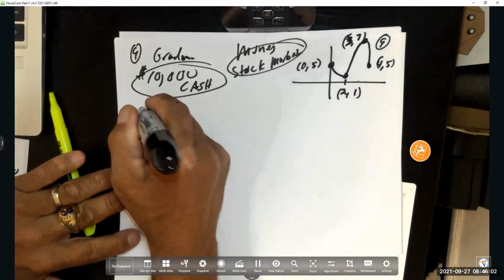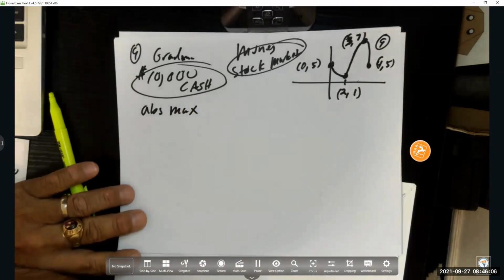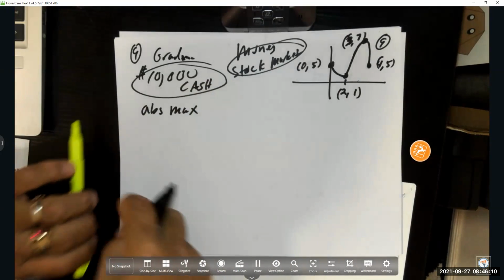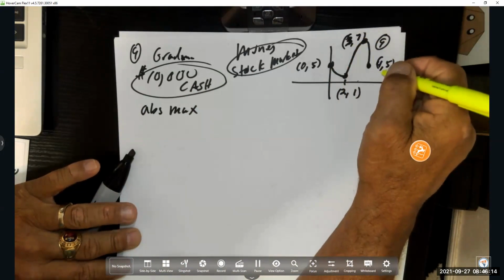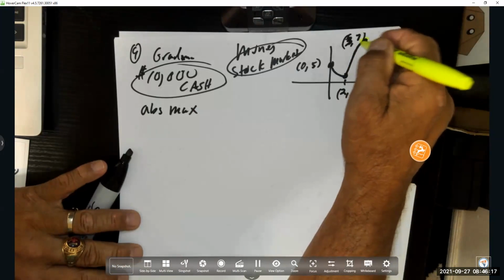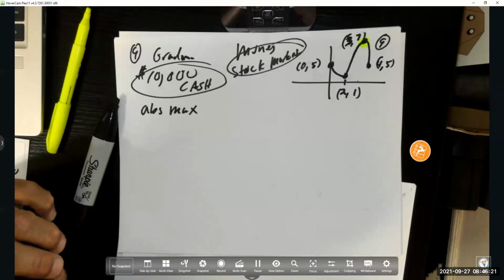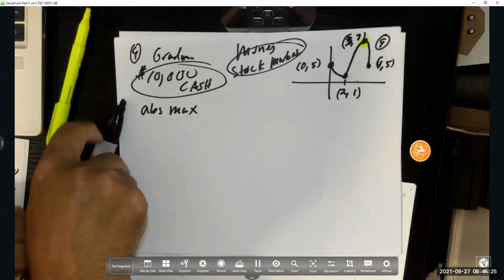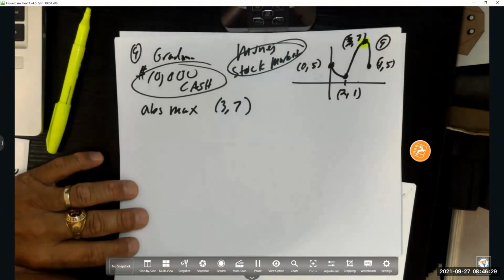So the absolute max is going to be where? If you had put the money in there and sold it, where did you make the most money? 0 hours, 2 hours, 3 hours, or 4 hours? Looks like it's going to be right here, isn't it? 3 hours after you put it in there, you made $7,000 profit. Should have just stopped there and sold it. Does that make sense? So at 3, 7, that's the absolute max you could have made.